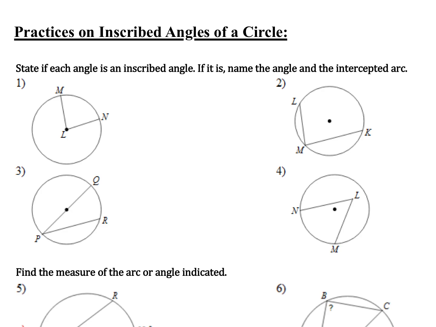Okay, practice on inscribed angles of a circle. State if each angle is an inscribed angle. If it is, name the angle and the intercepted arc. Okay, here it is not an inscribed angle. This is a central angle. So in number 1, there is no inscribed angle. Instead, we have a central angle.